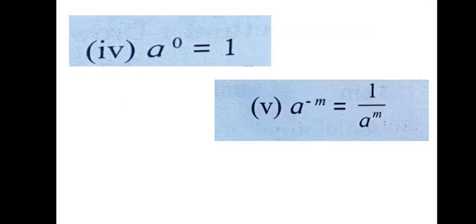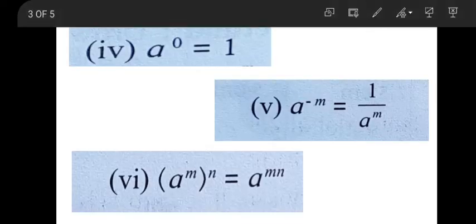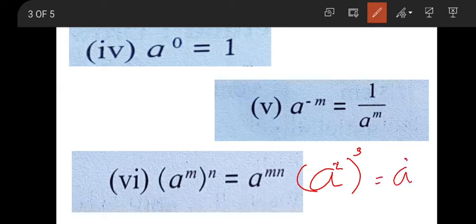So let's move to the sixth rule. Here you can see a raised to m and bracket raised to n. There are two powers, so the two powers will be multiplied here. a raised to m into n. See, we'll see the example. a raised to 2 and bracket raised to 3. It will be a raised to 2 into 3. It means a raised to 6, as 2 threes are 6. Okay. It means if a base is given with two powers, those two powers will be multiplied.